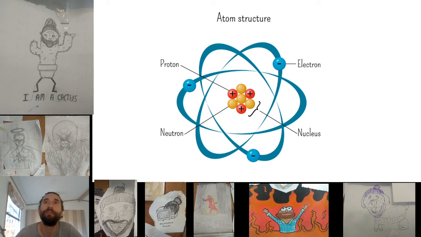Around the atom, quite far away, we have the negative electrons orbiting around them. And in between the nucleus and the electrons is just plain empty space, which actually makes up most of the space of the atom.